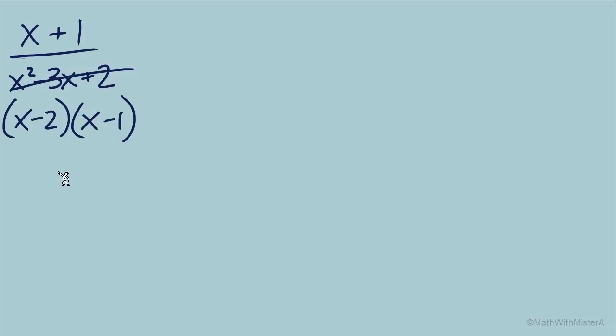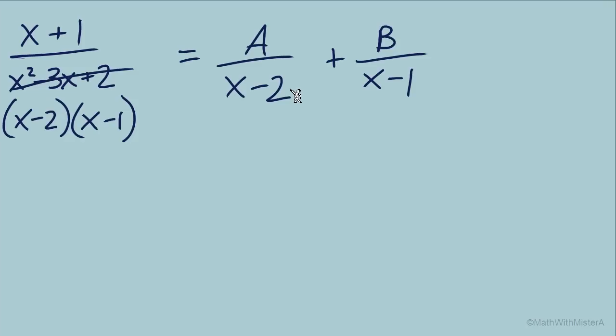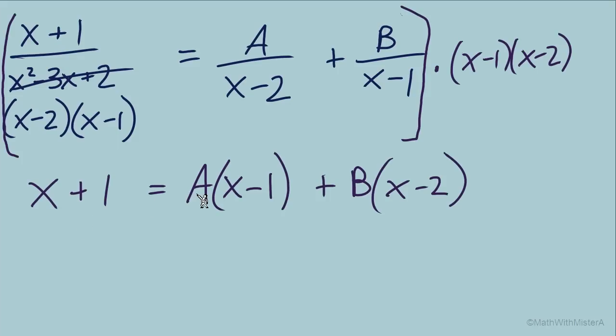x minus 2 times x minus 1. Looks like it's not too crazy of a partial fractions problem. We'll get A over x minus 2 plus B over x minus 1. Think about multiplying every term by this denominator, x minus 2 times x minus 1. That's going to leave us with a cleaner equation: x plus 1 equals A times (x minus 1) and B times (x minus 2).